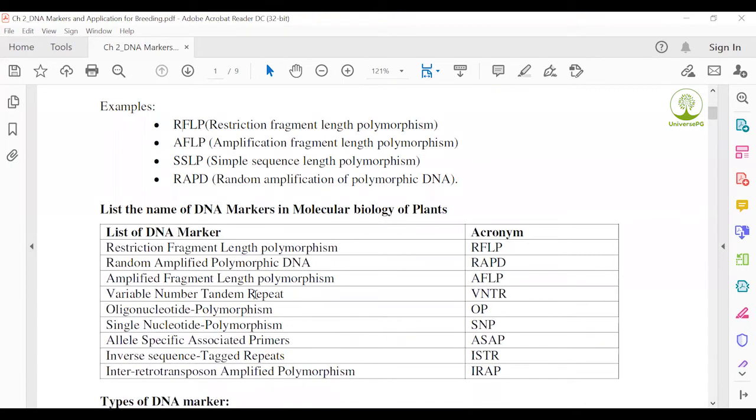Next, the list of names of DNA markers in molecular biology of plants. Others in the table: RFLP, RAPD, AFLP, VNTR, OP, SNP, ASAP, ISTR, IRAP. Those are other molecular markers or DNA markers that are generally used in the identification of a specific gene in plants.